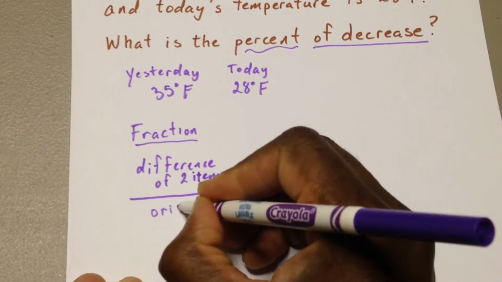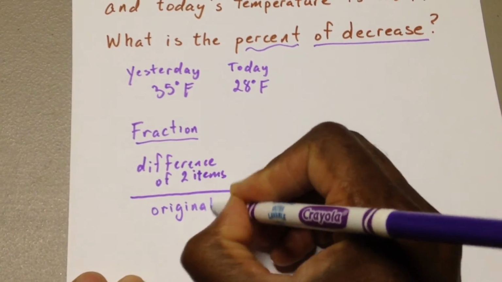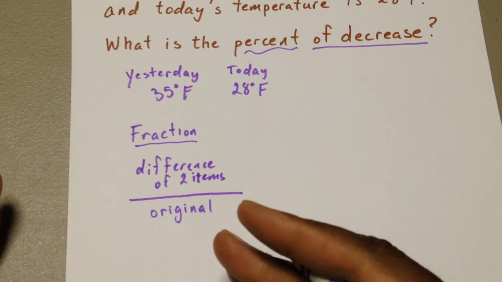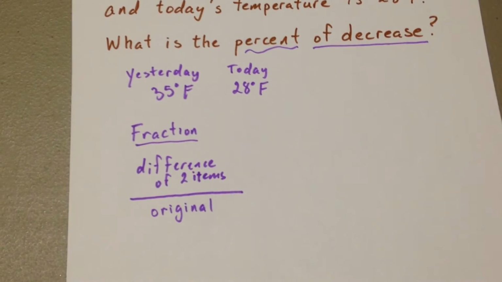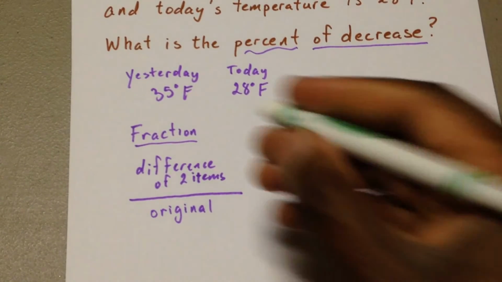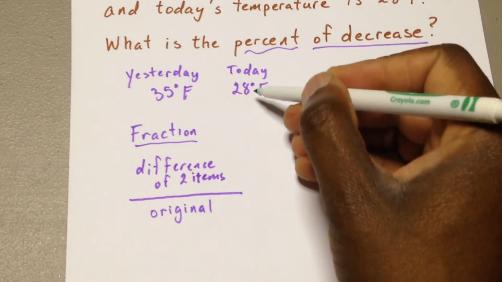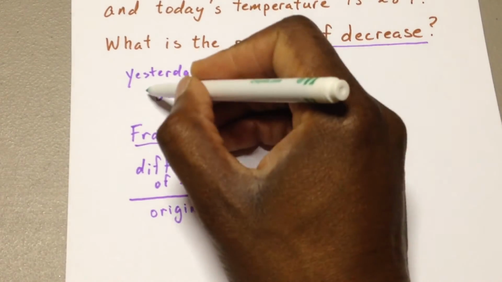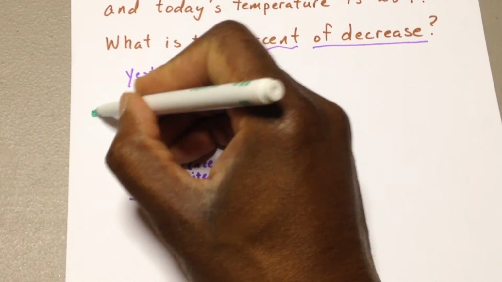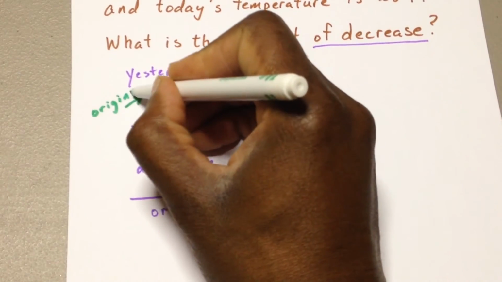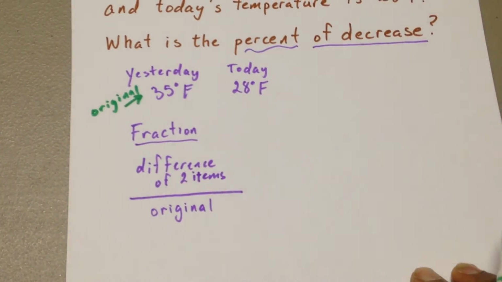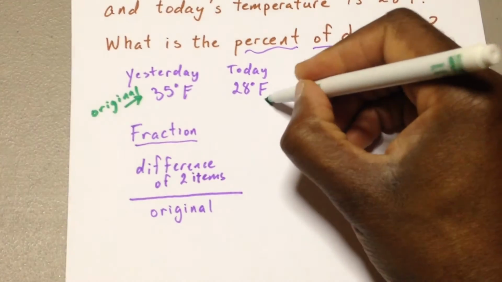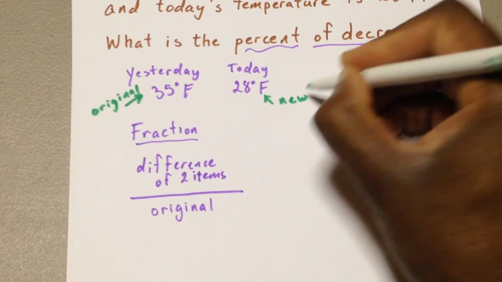The original number is the first number that we start with, pretty much in the order which came first. In this case, yesterday is going to be the first one. Today is the second number. This is going to be called the original. So 35 is the original number, while 28 is going to be the new. That's the new number that we have.